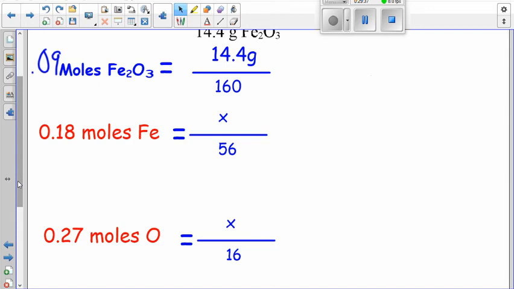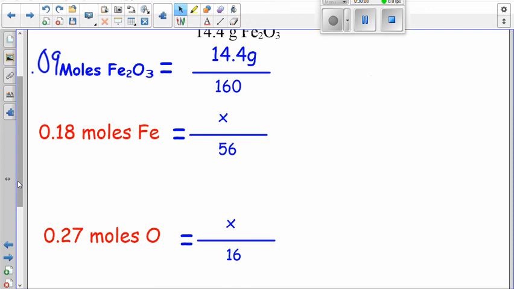Yeah, what's that? The math makes sense, but why does the iron and oxygen go in evenly? The formula weights of iron and oxygen are not the same, so you don't want to use 0.09 for both. Oh, because you have moles of that whole thing, the iron oxide.